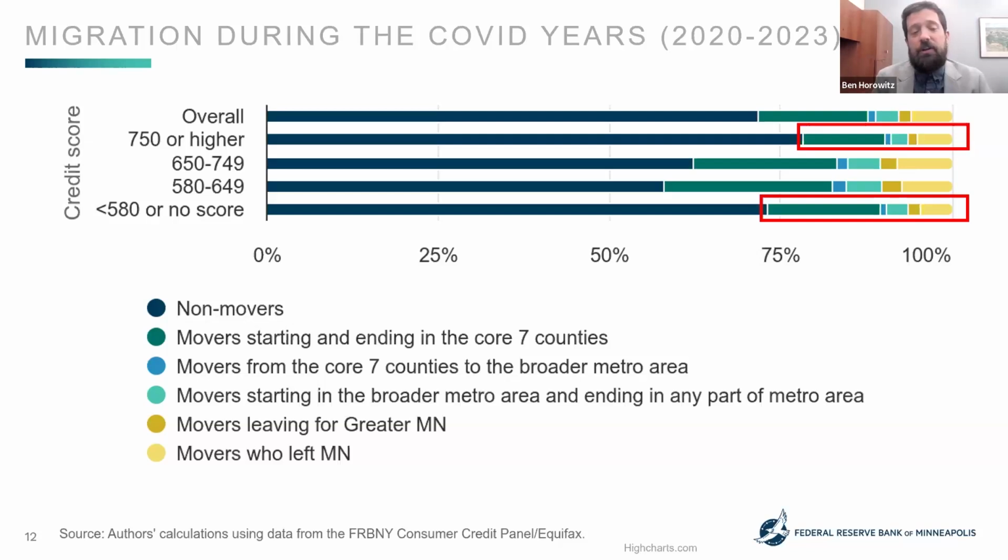Now, credit scores are not a perfect correlate with income. We do know that people with higher credit scores do tend to have higher income, so we want to use some caution here. But this is still a very interesting finding, and one that I might not have expected heading into the analysis.